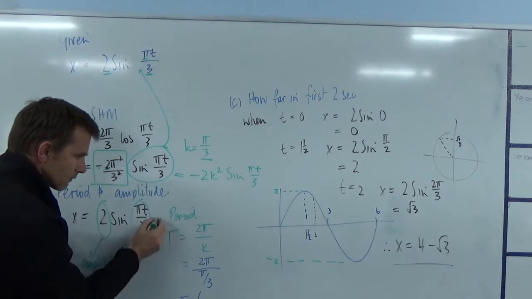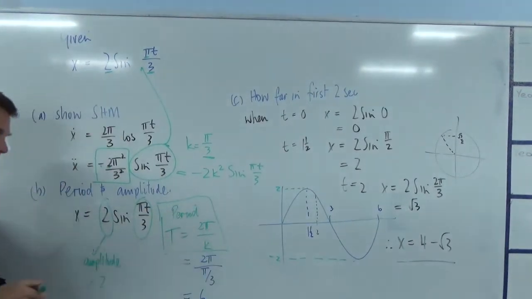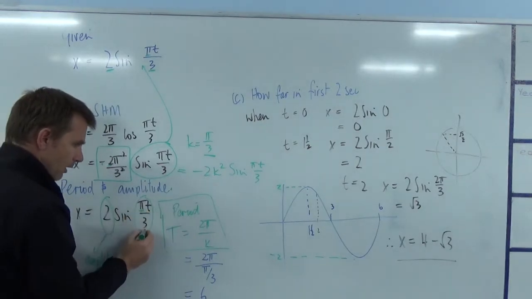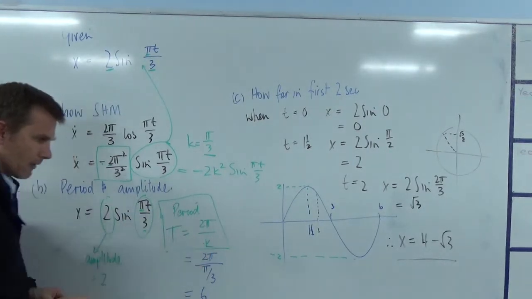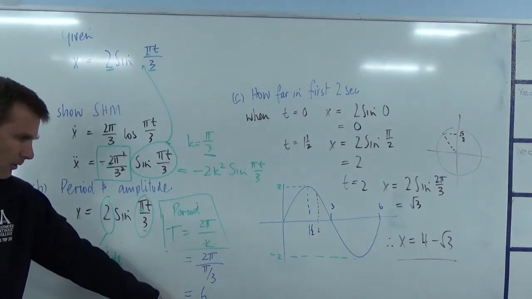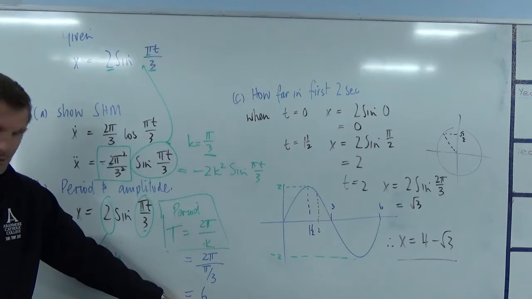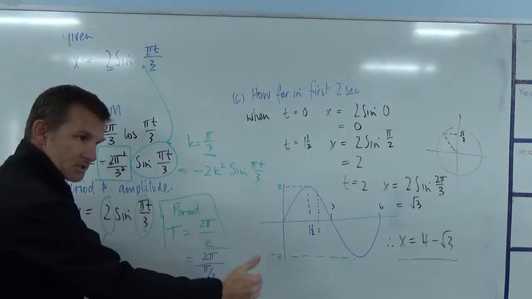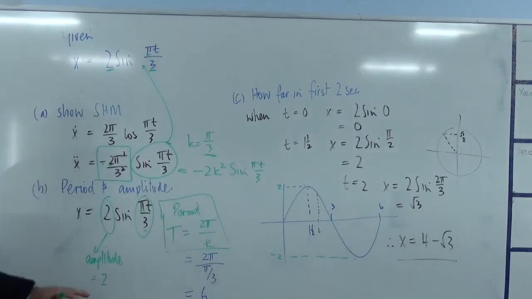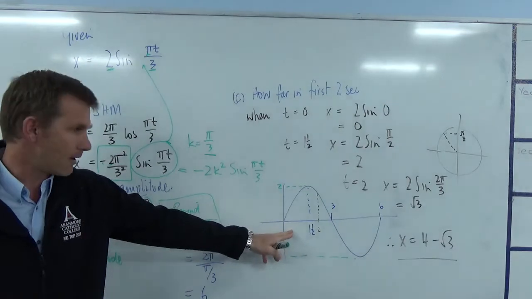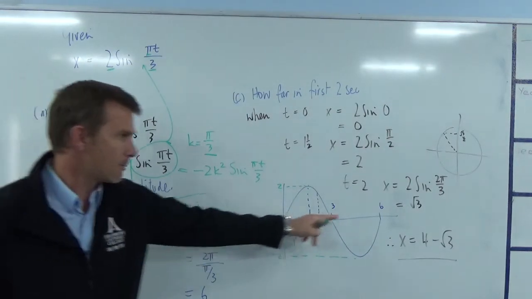And remembering this little formula here for the period of a function, k, again, is pi over 3. So pi over 3 goes in there, down here. Flip that, bring it up to the top line, the pi's cancel, we end up with 6. So that means the period of this function is 6 seconds, assuming it's in seconds. Amplitude of 2, period of 6. That allows me to draw this diagram here, amplitude and period.